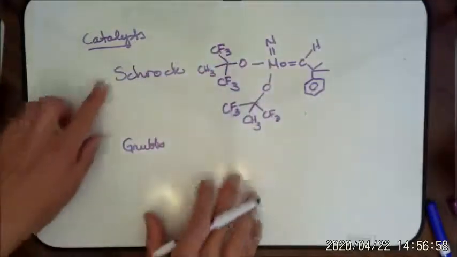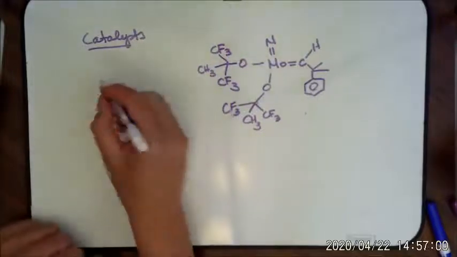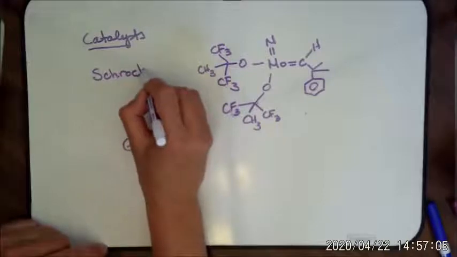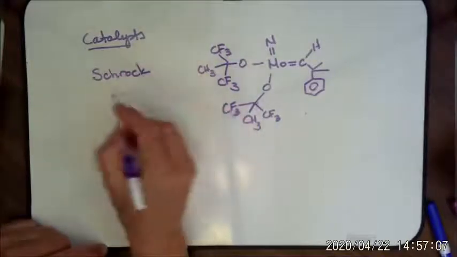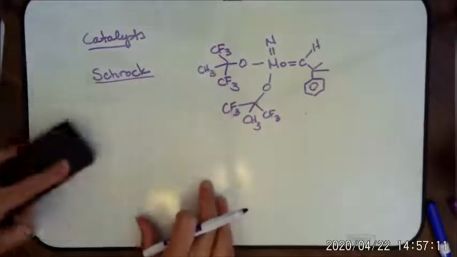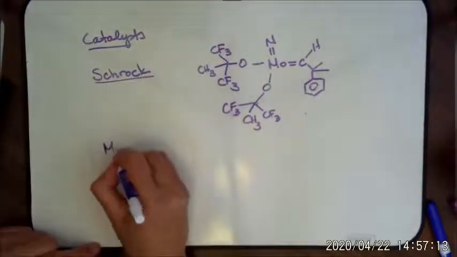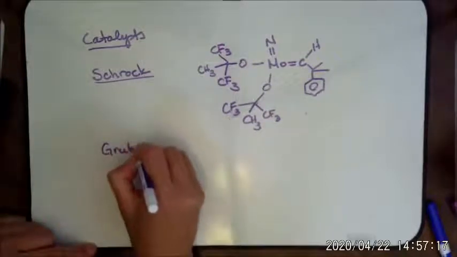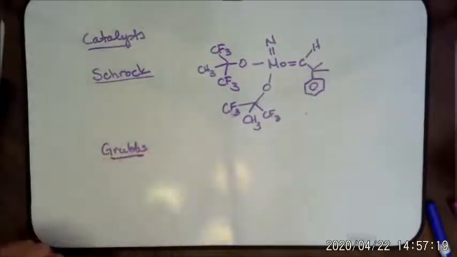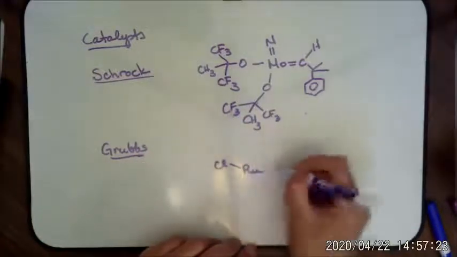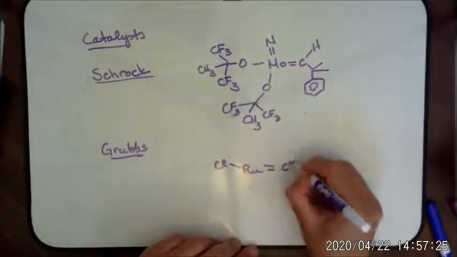Okay, so that's when we talked about the catalyst. This is a Schrock catalyst. So he focused on molybdenum. Grubbs focused on ruthenium. So we're talking about a lot of organometallic work. So Grubbs. What's interesting about these, and we'll talk about what happens here.